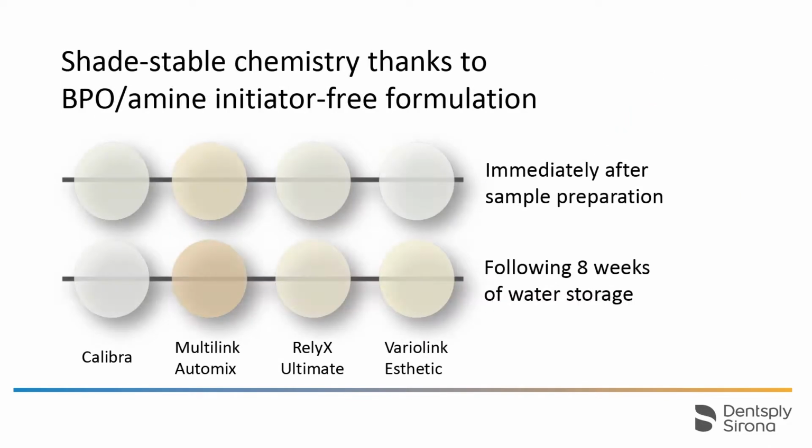In a test on shade stability, samples of a range of resin cements were prepared and light cured. The aged samples were stored in 37 degrees Celsius distilled water for 24 hours and 60 degrees Celsius distilled water for 8 weeks. The comparison of aged versus unaged samples show significant discoloration of some of the competitor cements. There is only very slight alteration of the shade of Calibra.